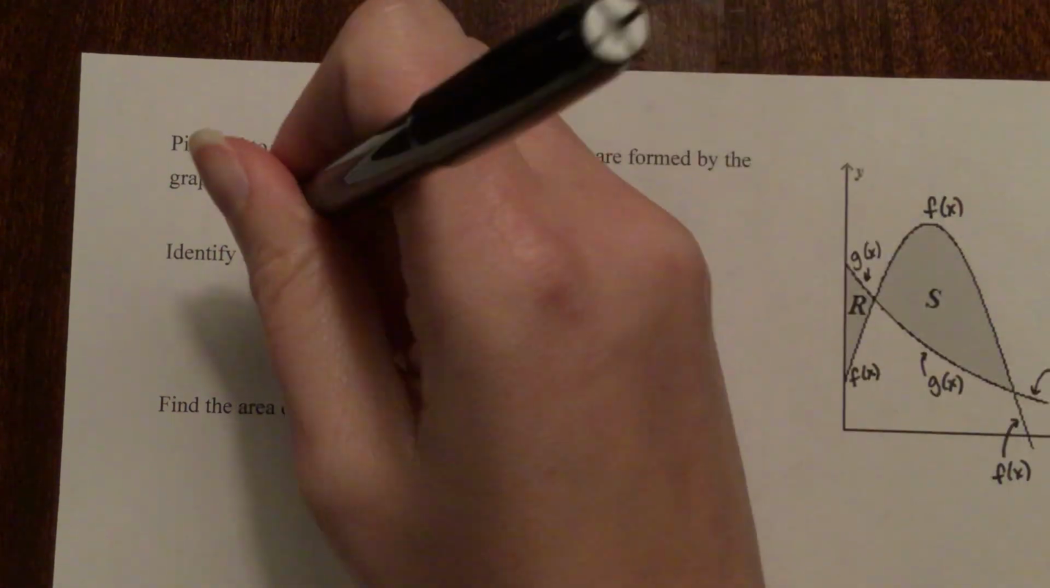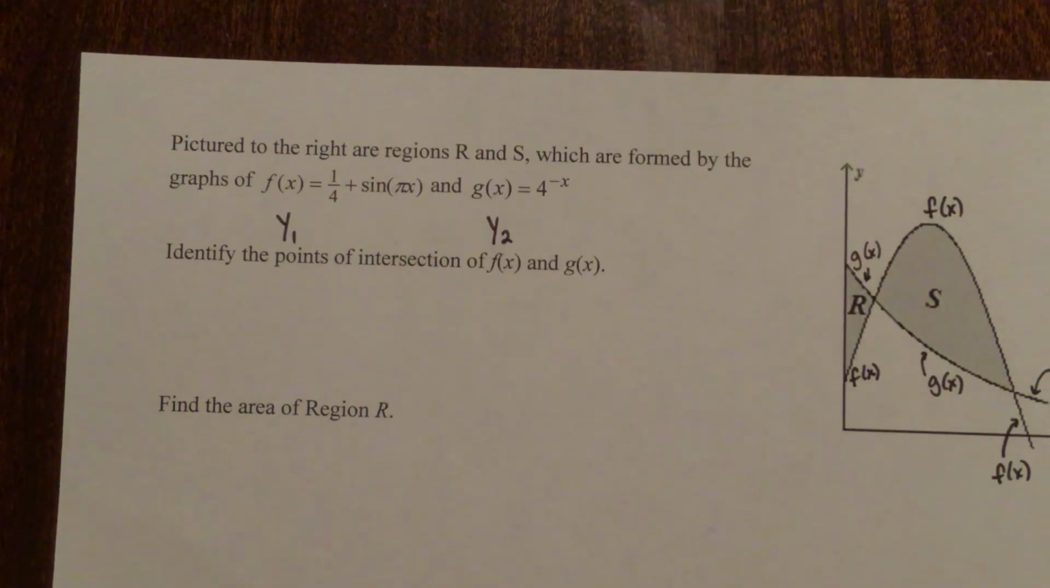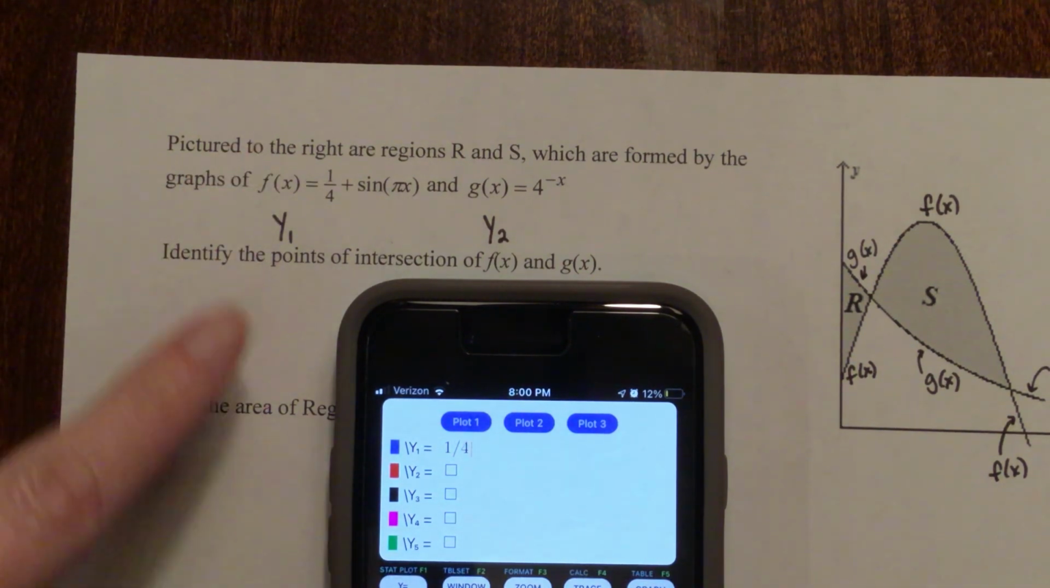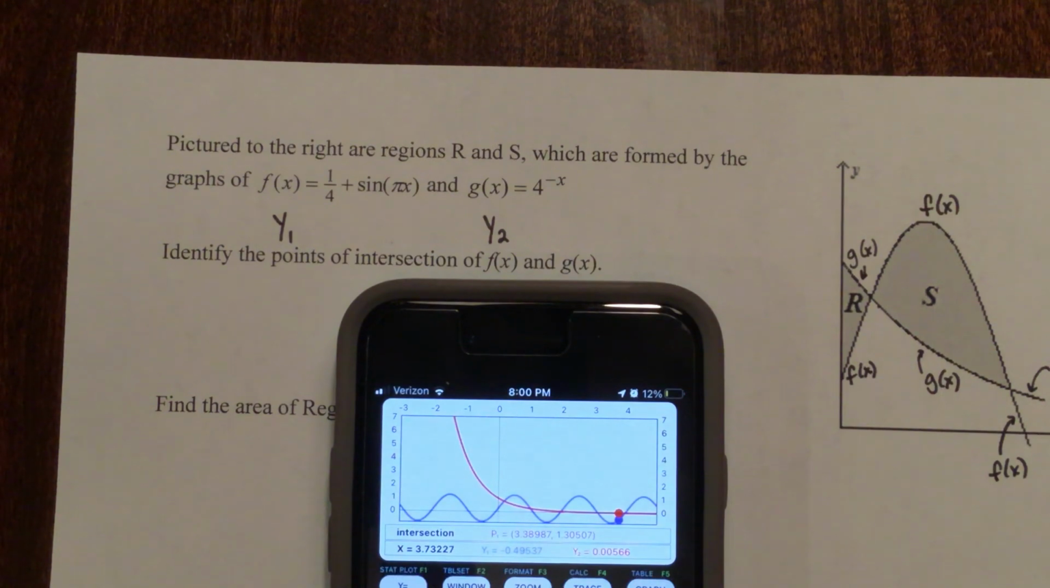Let's do f of x as y1 and g of x as y2, just so that we can be consistent. I'm going to erase all that I've got. 1/4 plus the sine of pi x, and below 4 to the negative x. Let's graph these.